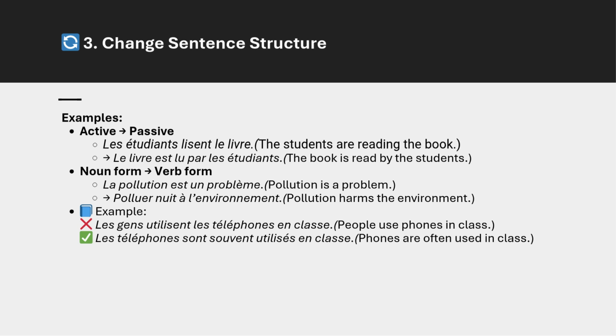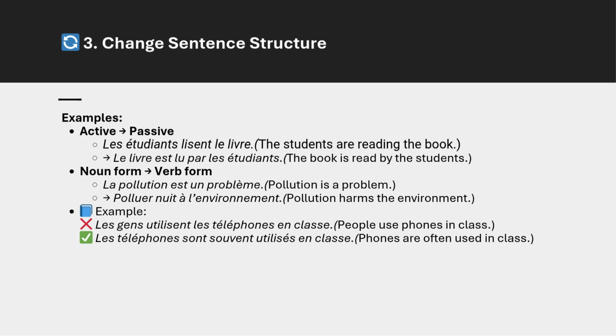This is an active sentence form. And how can we convert it into a passive form? Le livre est lu par les étudiants. The book is read by the students. We put the object in front and the subject at the end, making it a passive form.